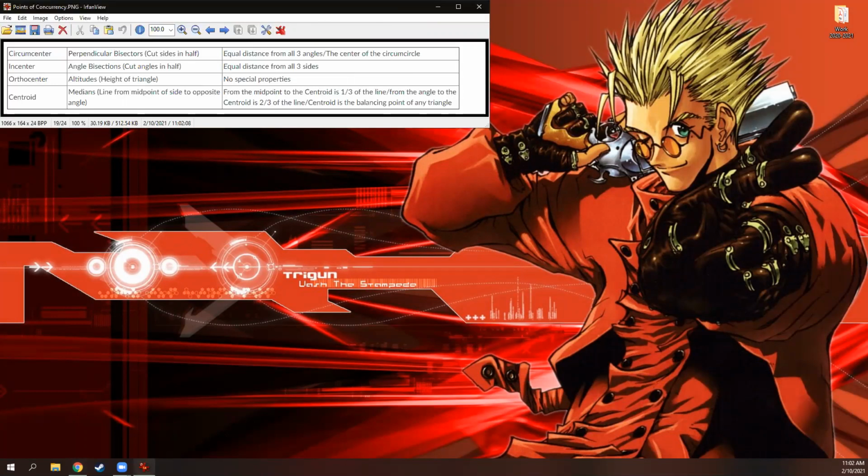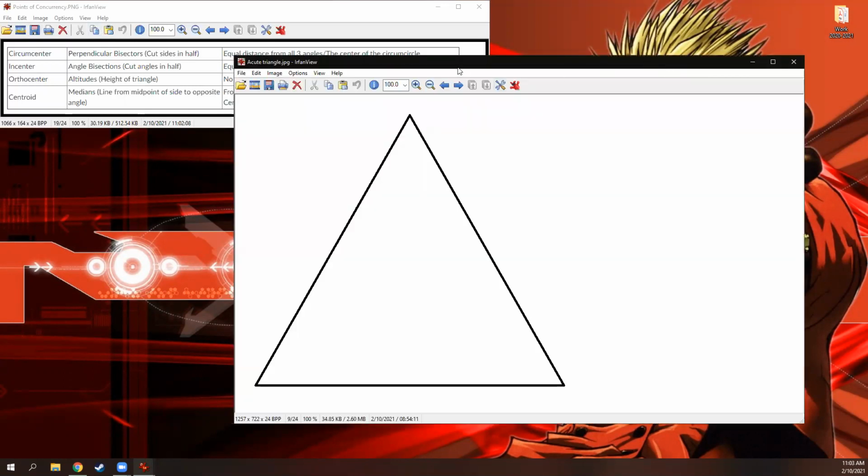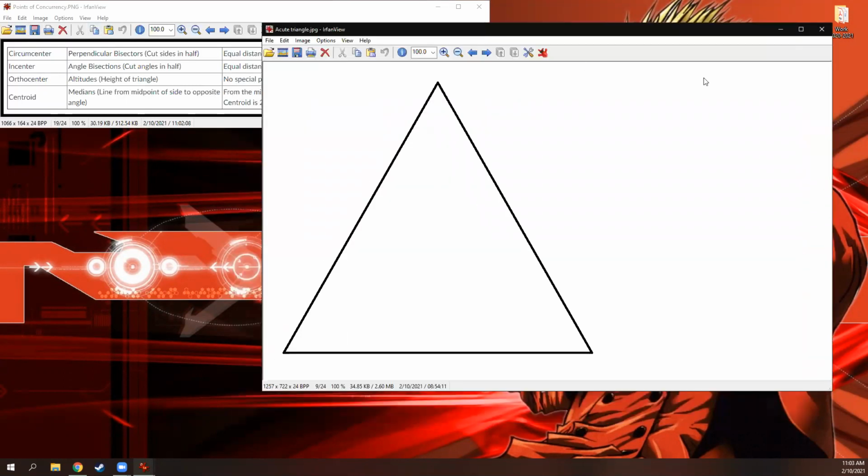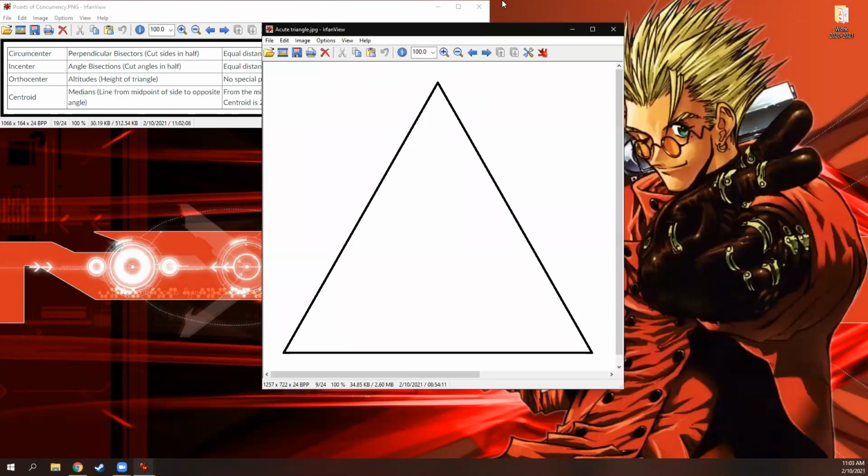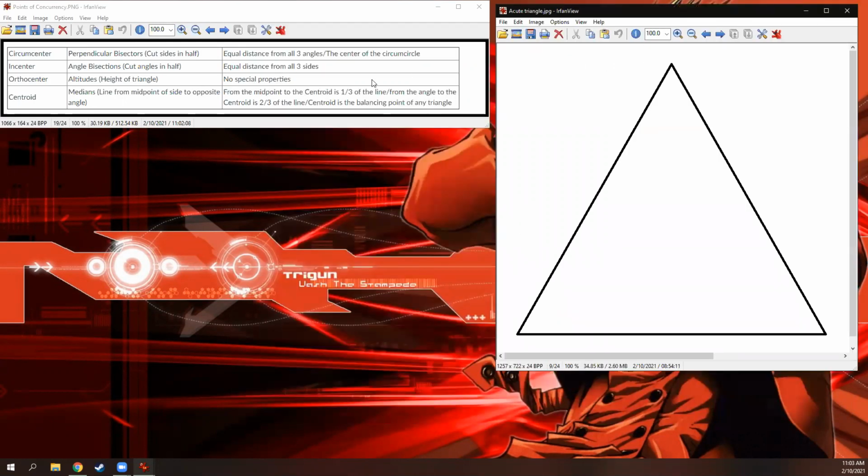So, let's go through this one at a time. So we've got ourselves a triangle here. It's an acute triangle. You can tell that because all the angles are less than 90 degrees. So we're good there. So let's go through what these mean.